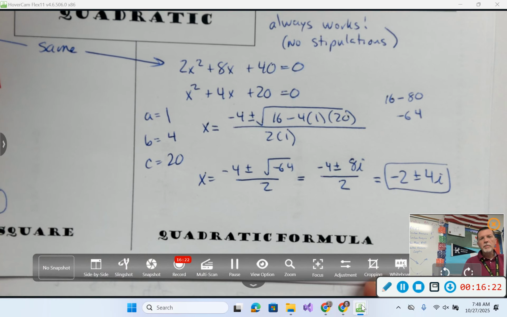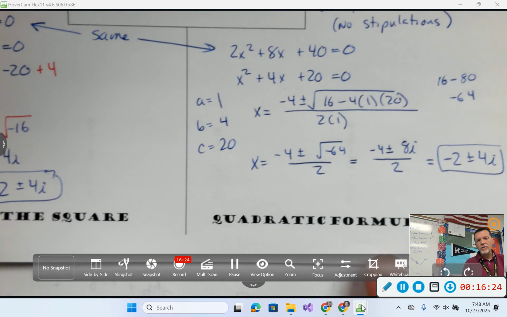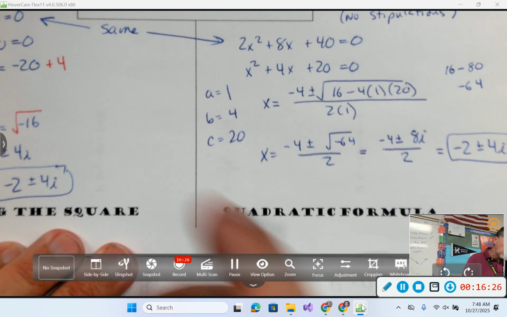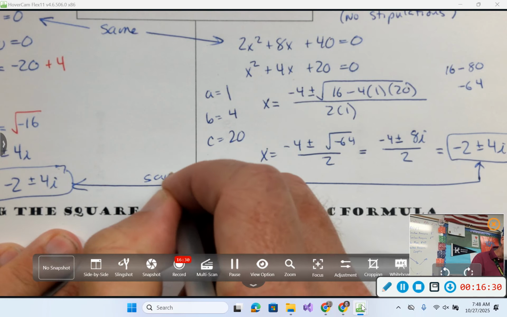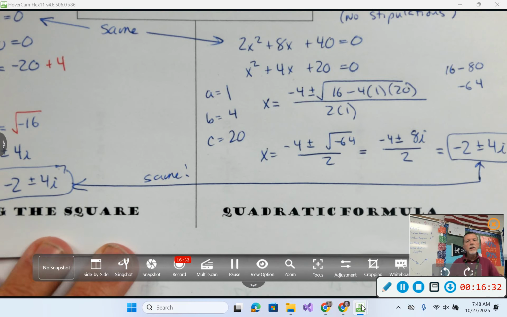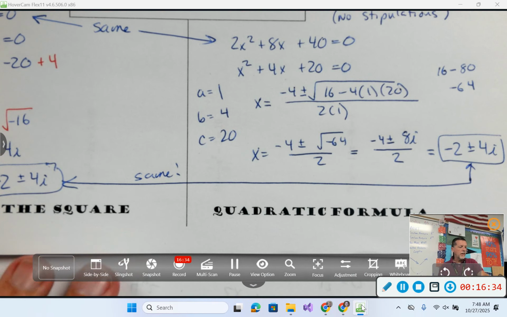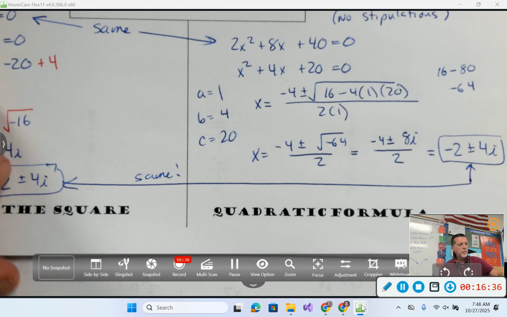Which, remember, this was the same problem we did as the quadratic formula problem. So our answer should be the same, even though we got there a different way. And they are, so kind of confirmation that we did that right. Yay us.